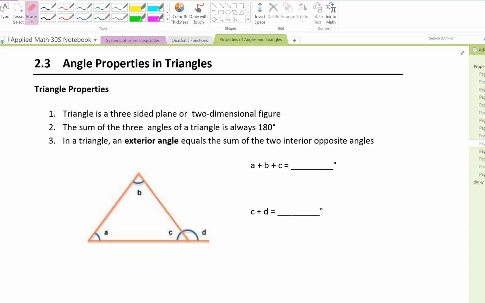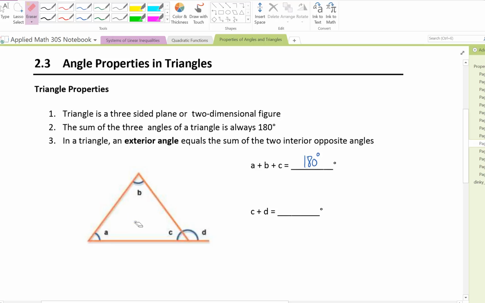In this lesson, we're going to look at angle properties in triangles. We know a triangle is a three-sided plane or two-dimensional figure. The sum of the three angles in a triangle always adds up to 180 degrees, and we've seen this before. So A plus B plus C all add up to 180 degrees. All those interior angles add up to 180 degrees.